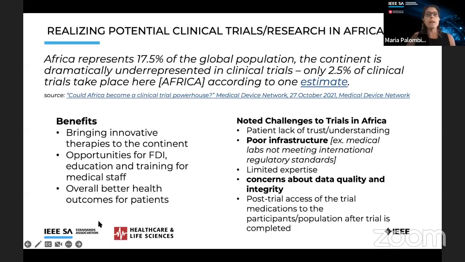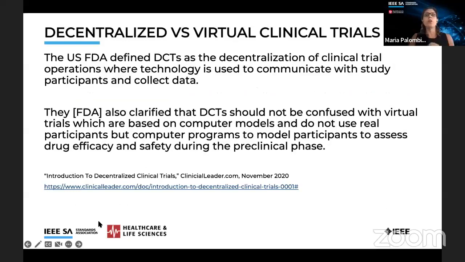So with that, what we're seeing come across more is this concept of decentralized versus virtual clinical trials. And it's really important to make this distinction because we're starting to see this sort of interchange of terms, remote clinical trials, hybrid trials, virtual clinical trials, and it's becoming very, very confusing.